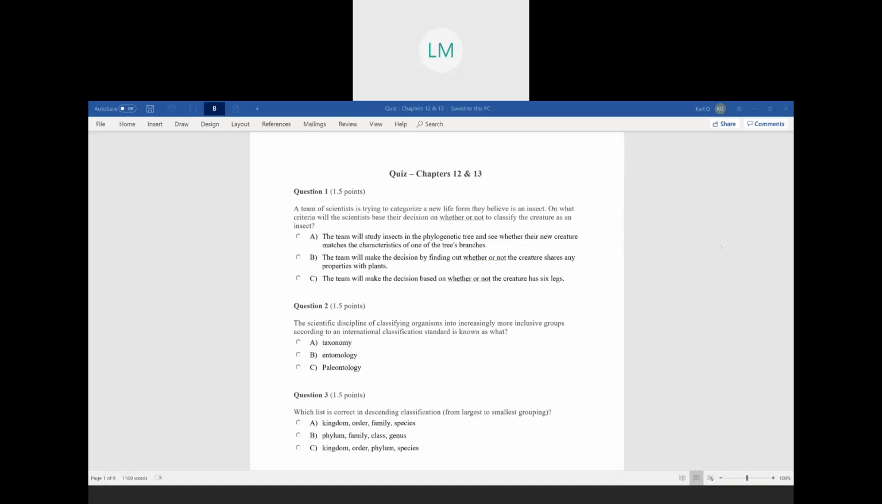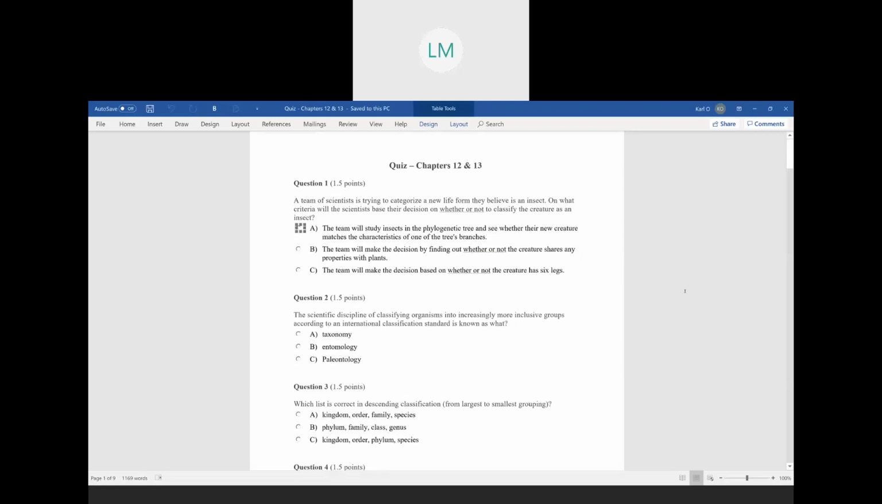So question number 1, we have a team of scientists trying to categorize a new life form they believe is an insect. How are they going to base their decision on whether or not to classify the creature as an insect? The correct answer here is A. The team will study the insects in a phylogenetic tree and see whether the new creature matches the characteristics of one of the tree's branches. And so that's where they would go for that question.